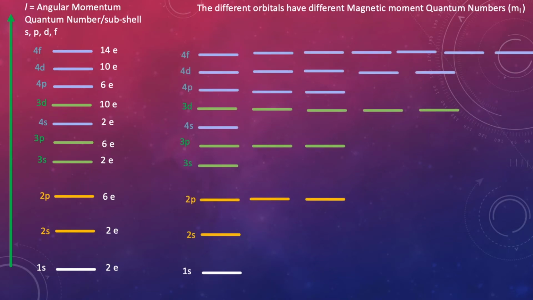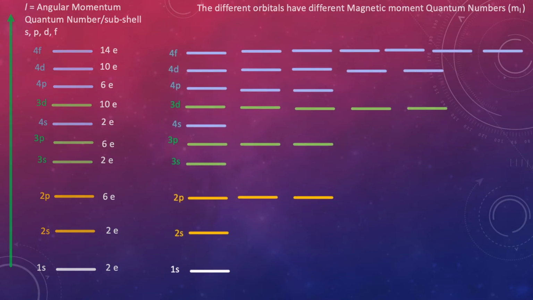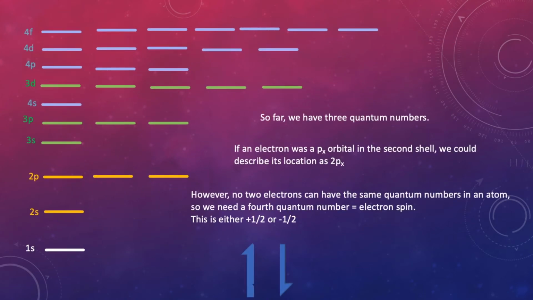So we now have our 3 quantum numbers: n, l, and ml. But to describe an electron's position, we actually need 4 quantum numbers, and that's because no 2 electrons can have the same set of quantum numbers. And at the moment, if we had 2 electrons in a 1s orbital, they would. So what we do is we have the 4th one, which is called electron spin.